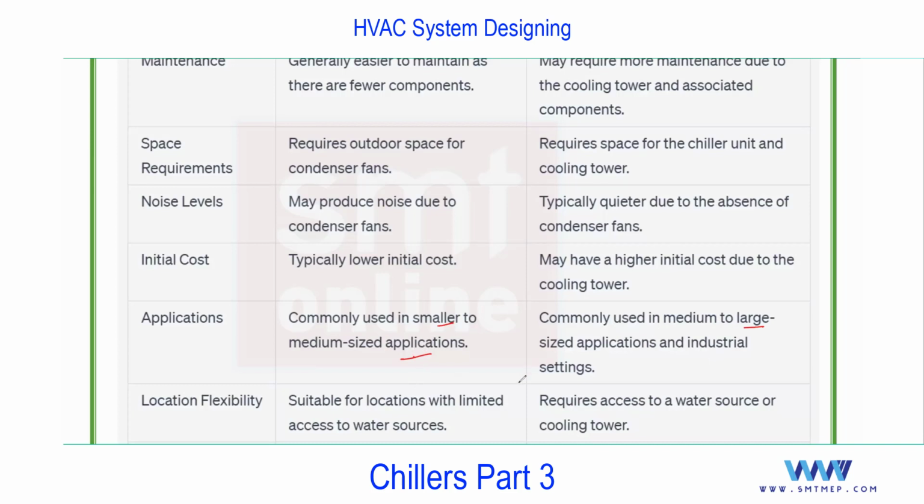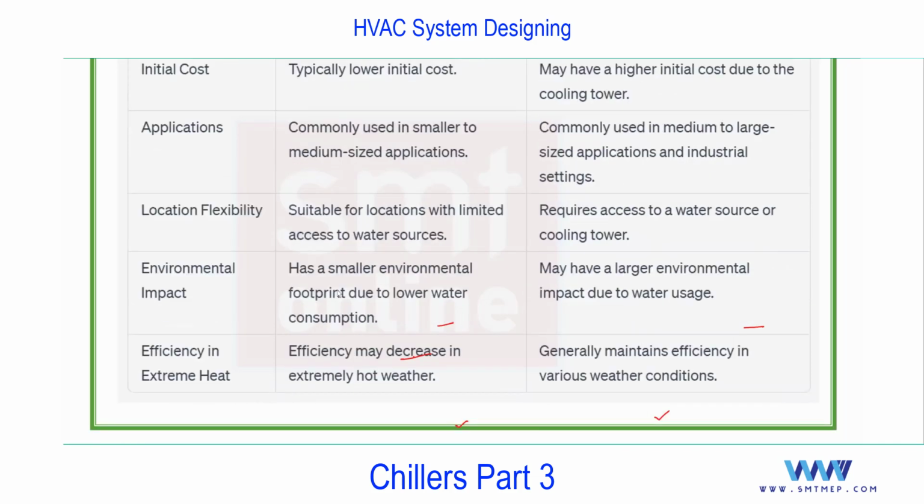Next, location flexibility. Air cooled is suitable for locations with limited access to water. As we discussed, if there is scarcity of water, the choice is going to be air cooled. If water is available, then the choice can be a water cooled chiller, considering the other parameters. Next, environmental impact: a water cooled chiller consumes water compared with the air cooled, so air cooled is a good option if you talk about saving water.